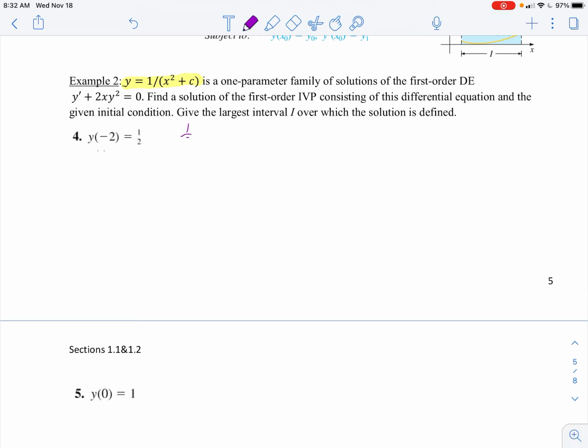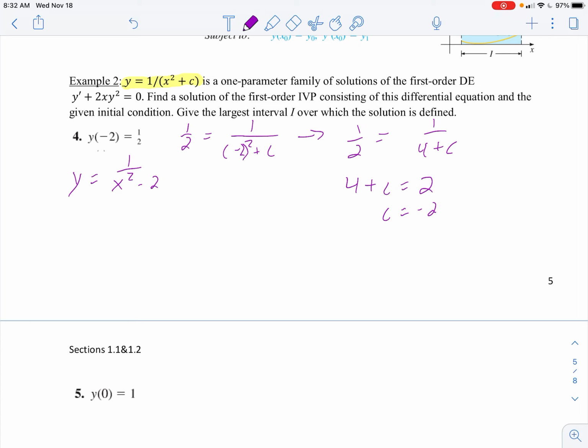So we have 1/2 is equal to 1 over x squared plus c. Oops, forgot to substitute in for x. And our x is negative 2. All right, so we're going to get 1/2 is equal to 1 over negative 2 squared, which is 4, plus c. Cross multiply, and we see that 4 plus c is equal to 2. Solve for c, subtract 4 from both sides, so c is equal to negative 2. So therefore, our solution is going to be y equals 1 over x squared minus 2.